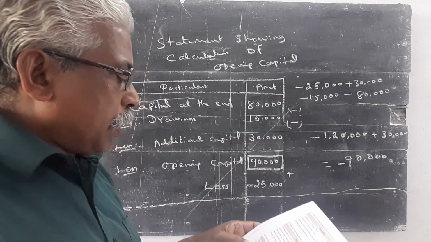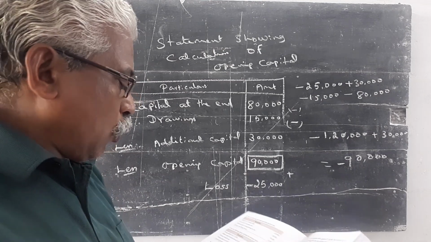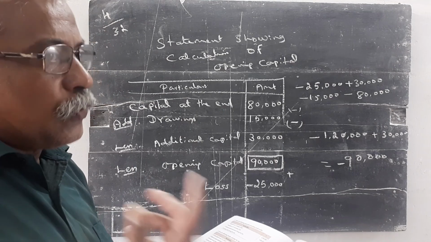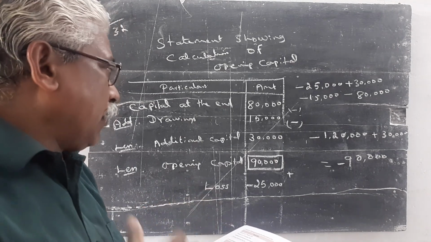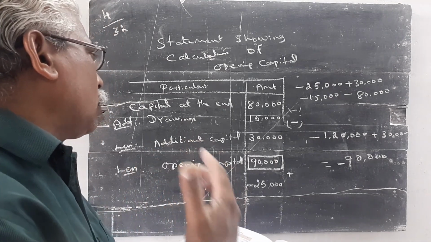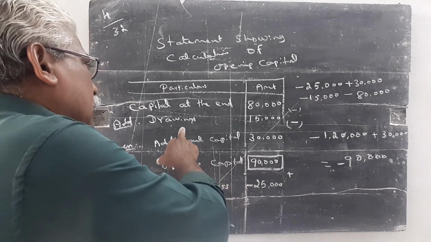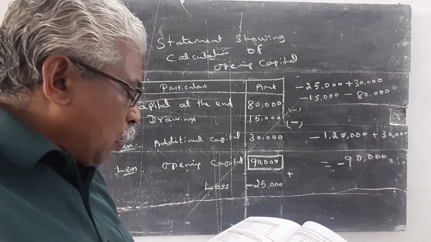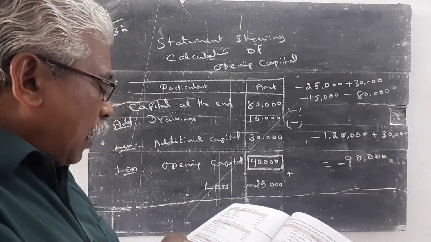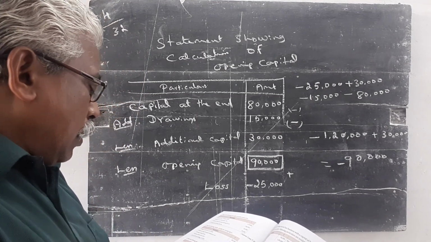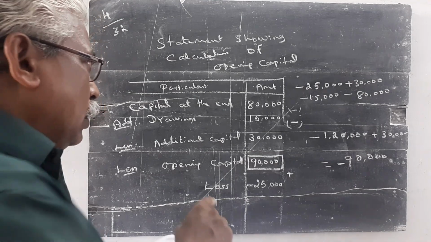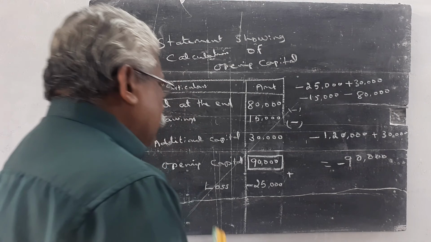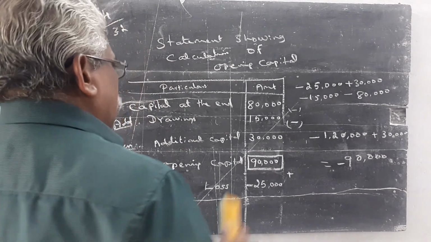Capital as on 1st January 2018, 1 lakh. That is, opening capital is given. Any amount of goods or cash withdrawn for personal use is considered as drawings. So, goods withdrawn for personal use by the owner 30,000. Additional capital introduced during the year 15,000. Profit for the year 60,000. So, same procedure, we just fill up the amount column alone. Question number 4.